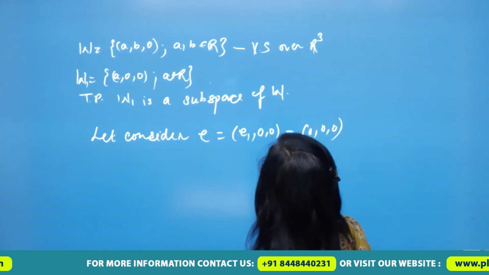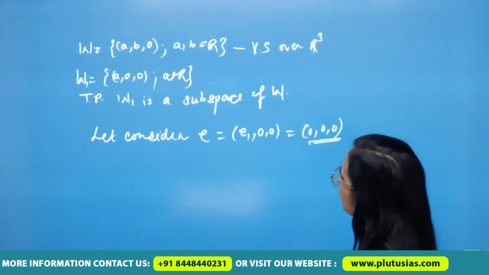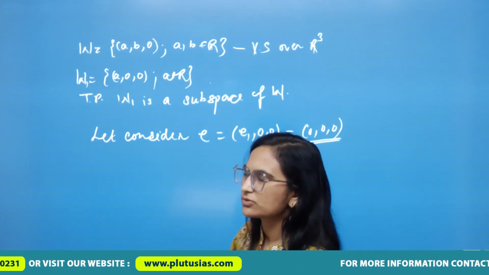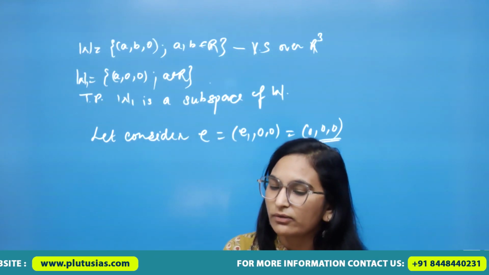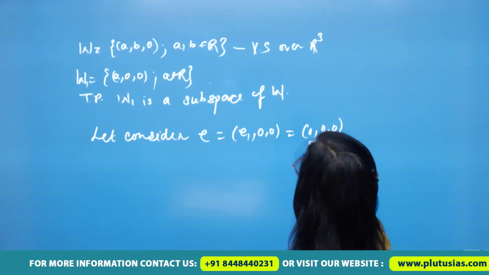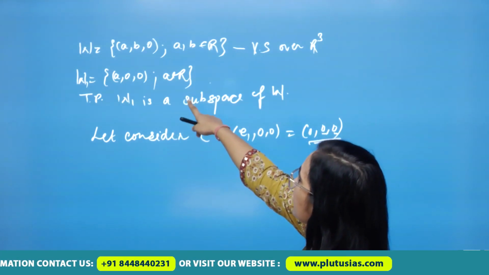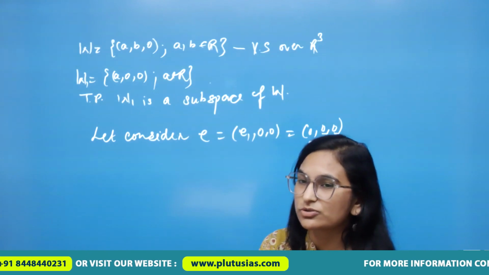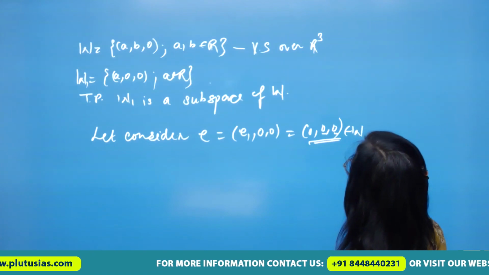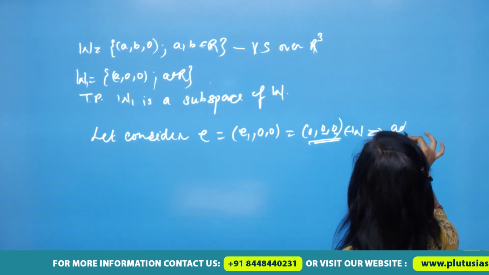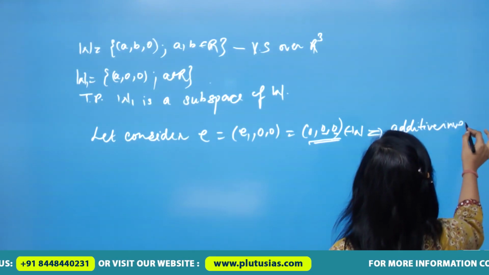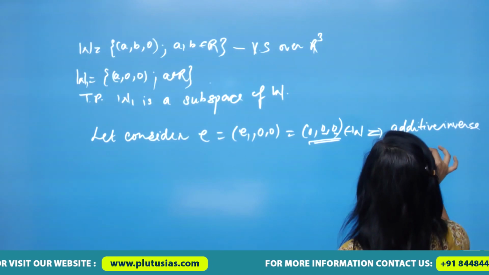How would you prove that this element belongs to W? What is the condition of belonging to W? The last two tuple elements should be equal to 0, and the first element, whatever it is, should be in R. So the last two are 0, 0, and the first is a, which belongs to R, but 0 also belongs to R. So 0 belongs to R, and hence it belongs to W. So we have proved that the additive identity exists, right?